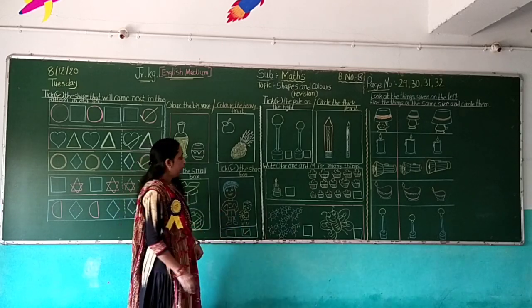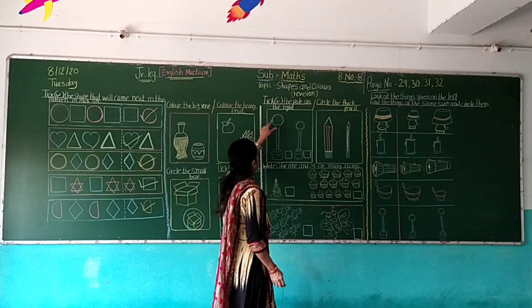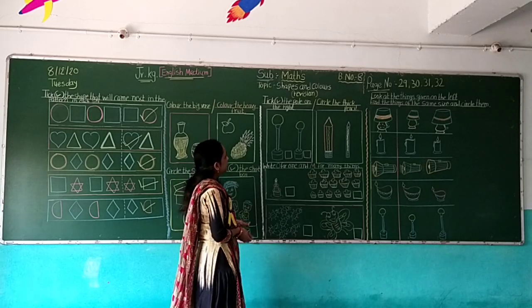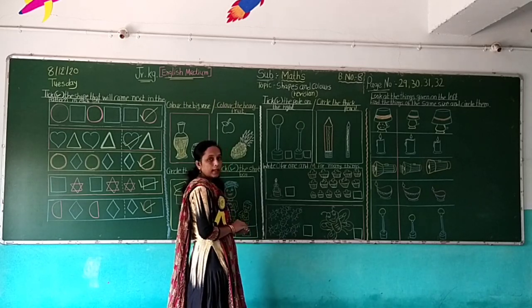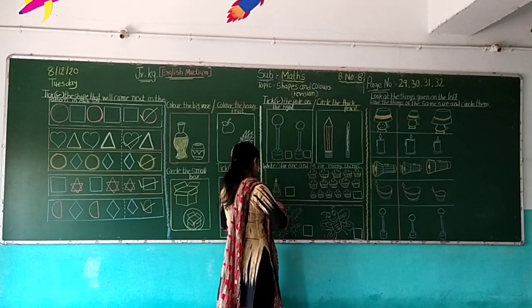Here not right. Okay. And our next exercise is tick the pole on the right. So student, tell me which pole is on the right side? This. Yes. So here we tick right.